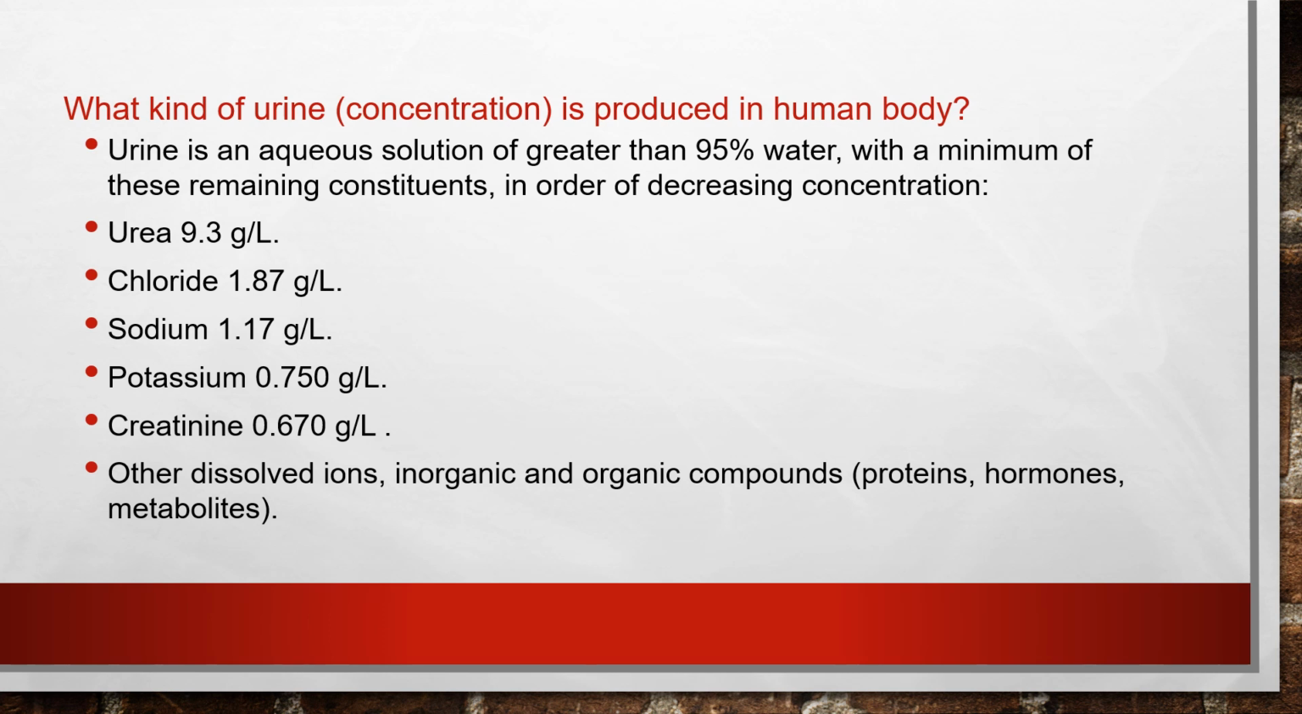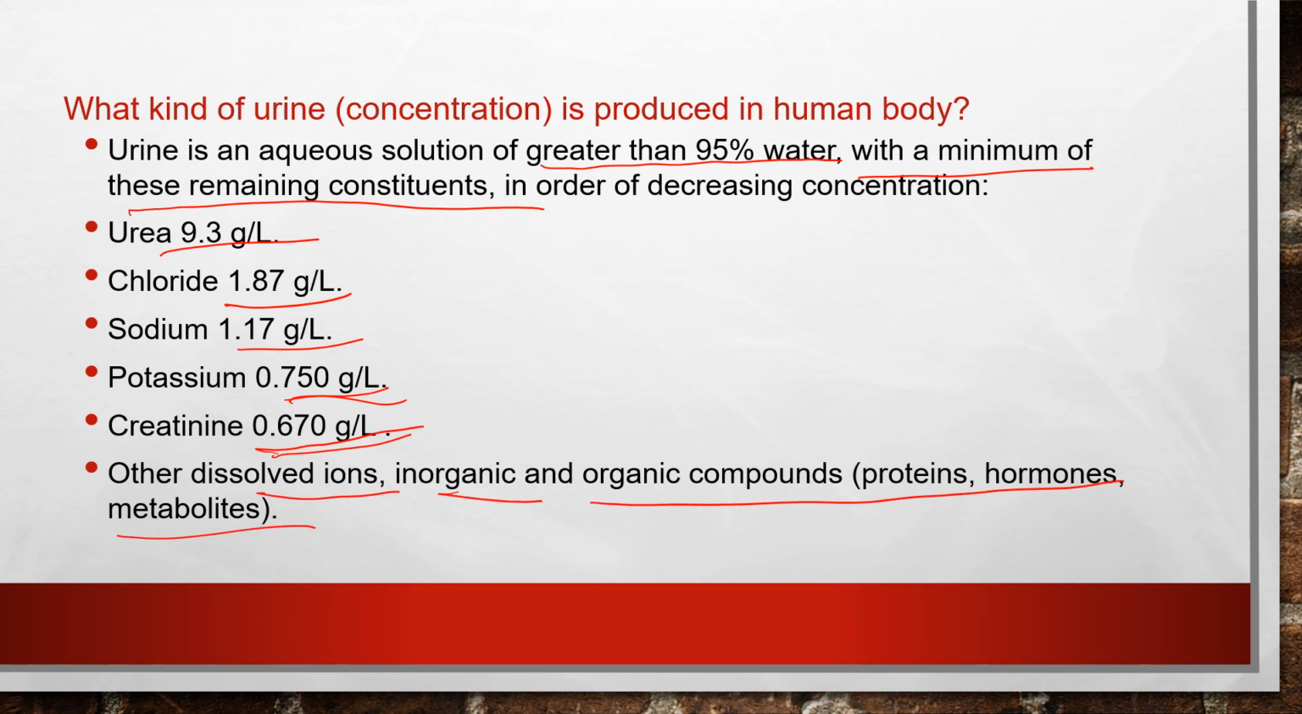Now urine, we all know, is an aqueous solution. It is greater than 95% water with a minimum of the remaining constituents. So what are the constituents? Urea is 9.3 gram per liter, chloride is 1.87 gram per liter, sodium is 1.17 gram per liter, potassium is 0.750 gram per liter, creatinine is 0.670 gram per liter. Other dissolved ions, inorganic and organic compounds, proteins, hormones and metabolites are present.